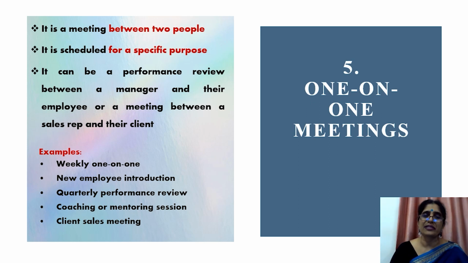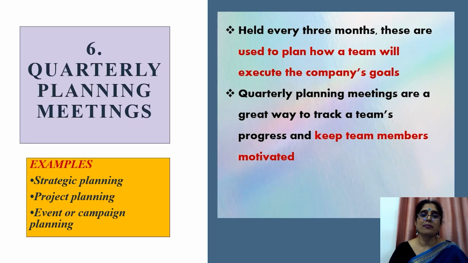The next type of meeting is quarterly planning meetings, and they are also very important. Generally they happen every 3 months, and they are used to plan how a team will execute the company's goals. They also keep team members motivated because they have to present whatever they have done in these 3 months. So strategic planning, project planning, or campaign planning is part of quarterly planning meetings.